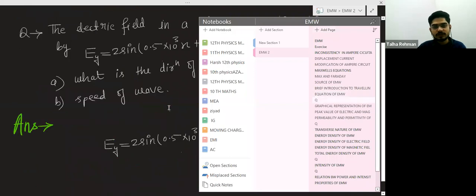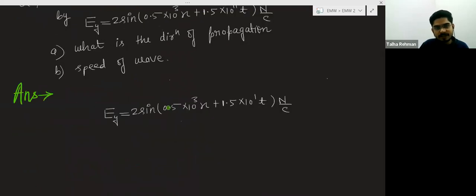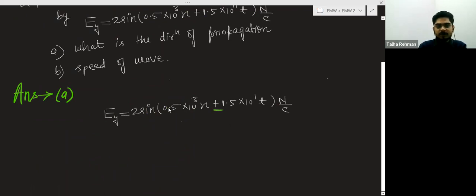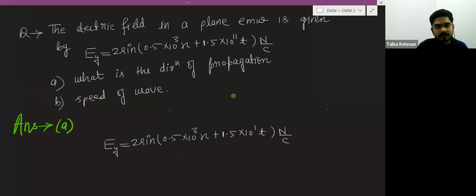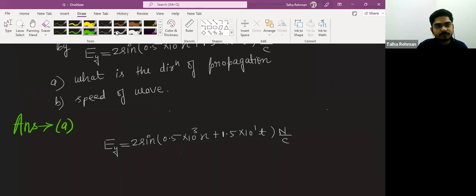So in this question, they are asking what is the direction of the propagation. Answer A. See, this is a positive sign, and this is x. You have to see the coefficient. And here is 10 to the power 11.